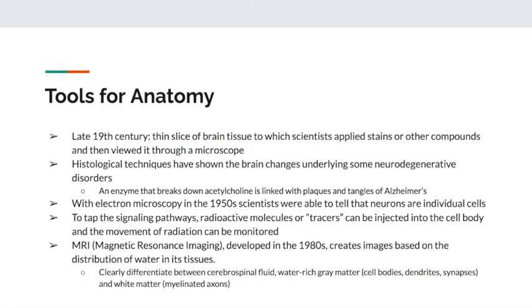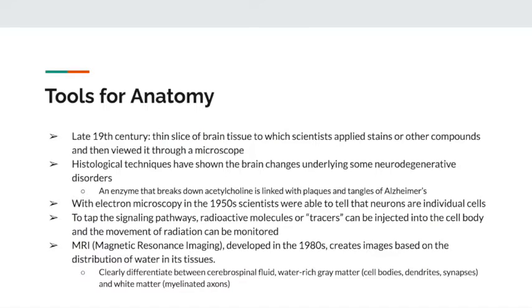Tools for anatomy. In the late 19th century, scientists were first able to view neurons by taking a thin slice of brain tissue, applying stains or other compounds to it, and then viewing it through a microscope. Histology is the study of how cells form tissues. Histological techniques have shown the brain changes underlying some neurodegenerative disorders. An enzyme that breaks down acetylcholine is linked with plaques and tangles of Alzheimer's.